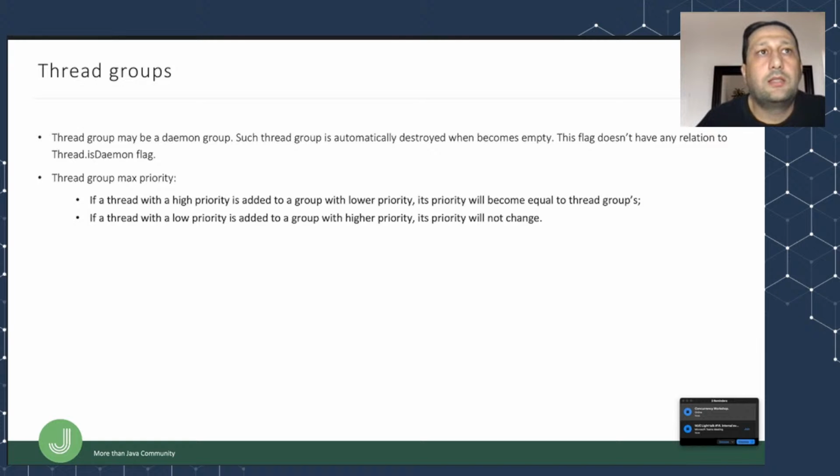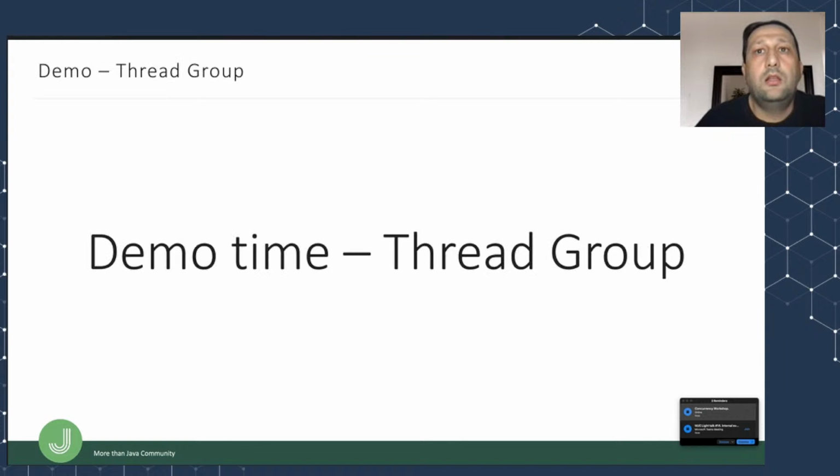Well, regarding the max priority in thread groups. If a thread with a high priority is added to a group with lower priority, its priority will become equal to the thread group's priority. In another case, if a thread with a low priority is added to a group with higher priority, its priority will not change. Let's move on to the demo and check it out in the code.